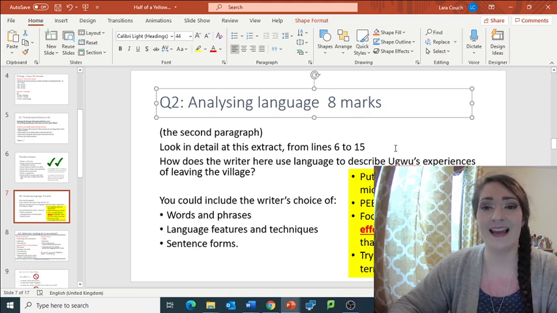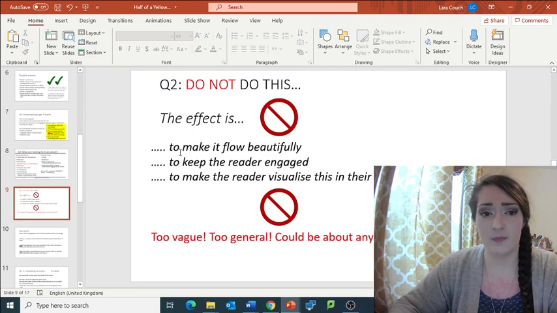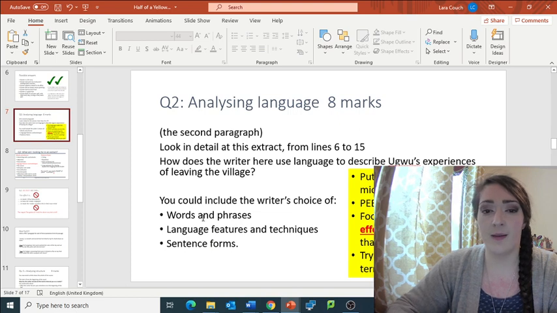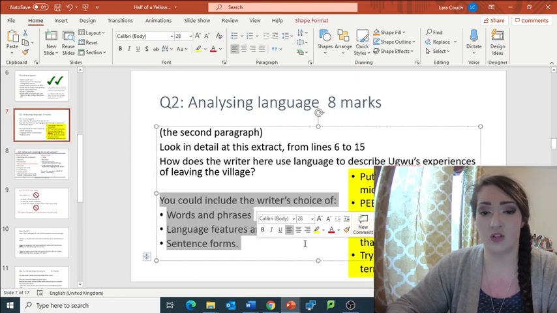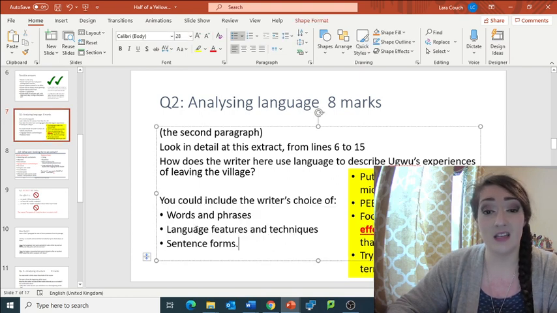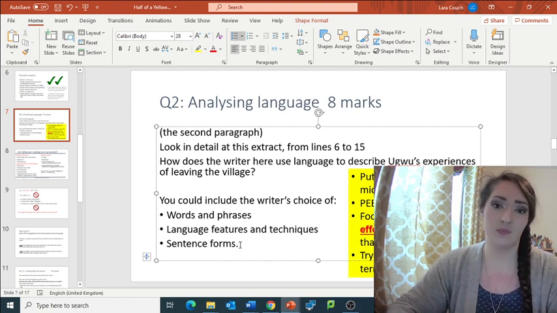You're analysing language. So this is your classic PEE language analysis. You're looking for about 2 PEEs for this, and it's language. No structure, just language. What do I mean by that? Words and phrases, language features and techniques, and sentence forms. So in these questions you'll also get a "you could include the writer's choice of". It's hinting to you what language actually is.